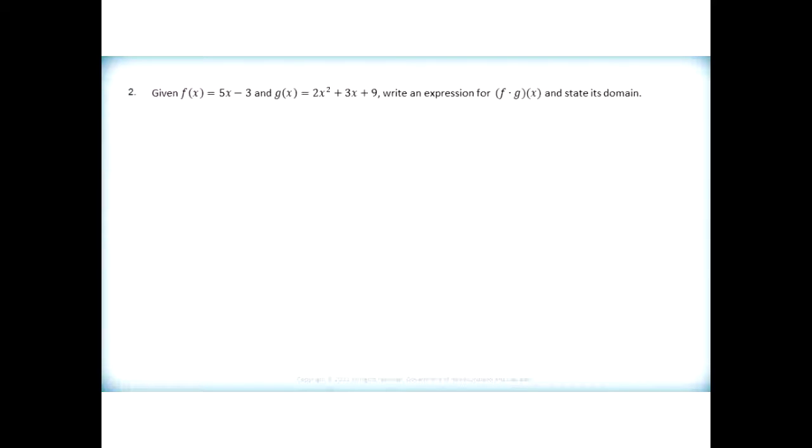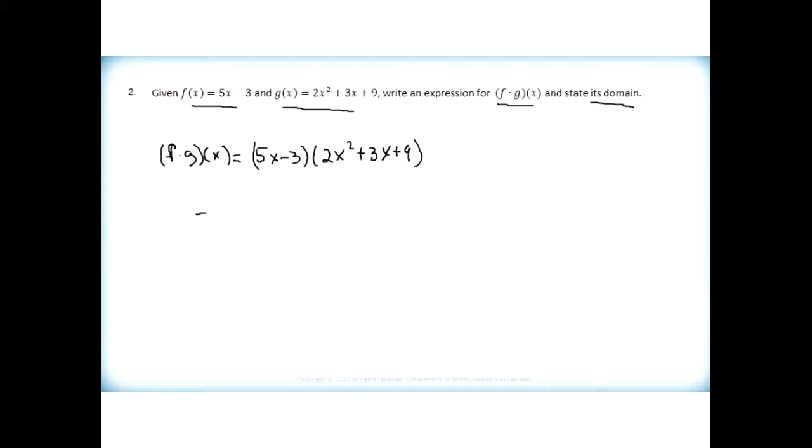And with that, we'll go to our next example. It says we have to write an expression for f times g, given that f of x is a linear, g of x is a quadratic, and we also have to state its domain. So very similar to what we did in one of our earlier examples. So in this case, f of x times g of x is going to give us 5x minus 3 multiplied by 2x squared plus 3x plus 9.